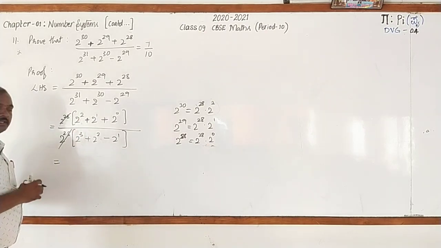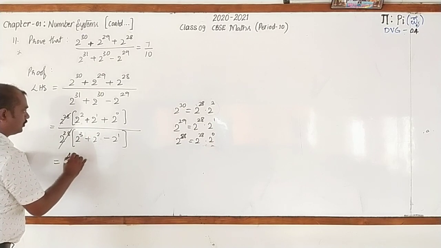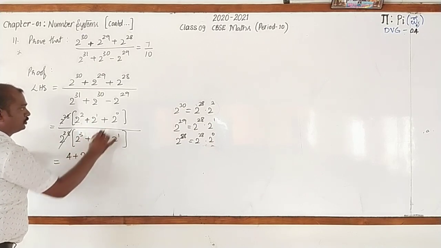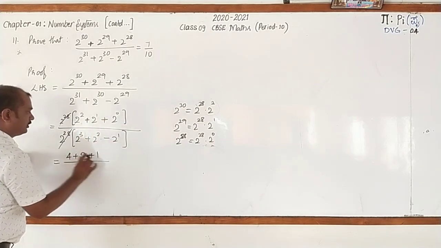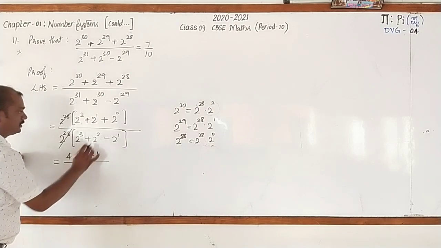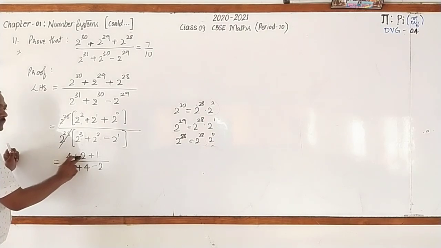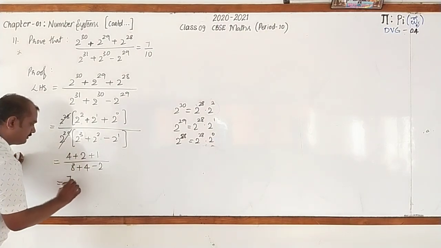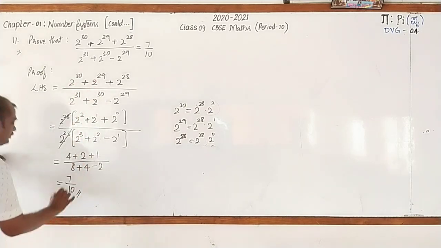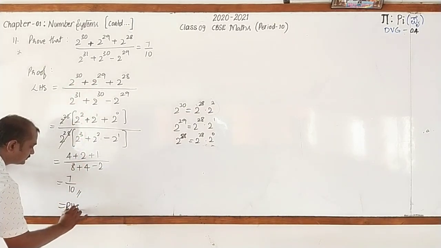Now these two get cancelled. What is 2 square? 4. 2 raised to the power 1, 2. 2 raised to the power 0, 1. 2 cube, 8. 2 square, 4 minus 2. It is 4 plus 2, 6. 6 plus 1, 7. 7 by 8 plus 4, 12. 12 minus 2, 10. 7 by 10, which is RHS.